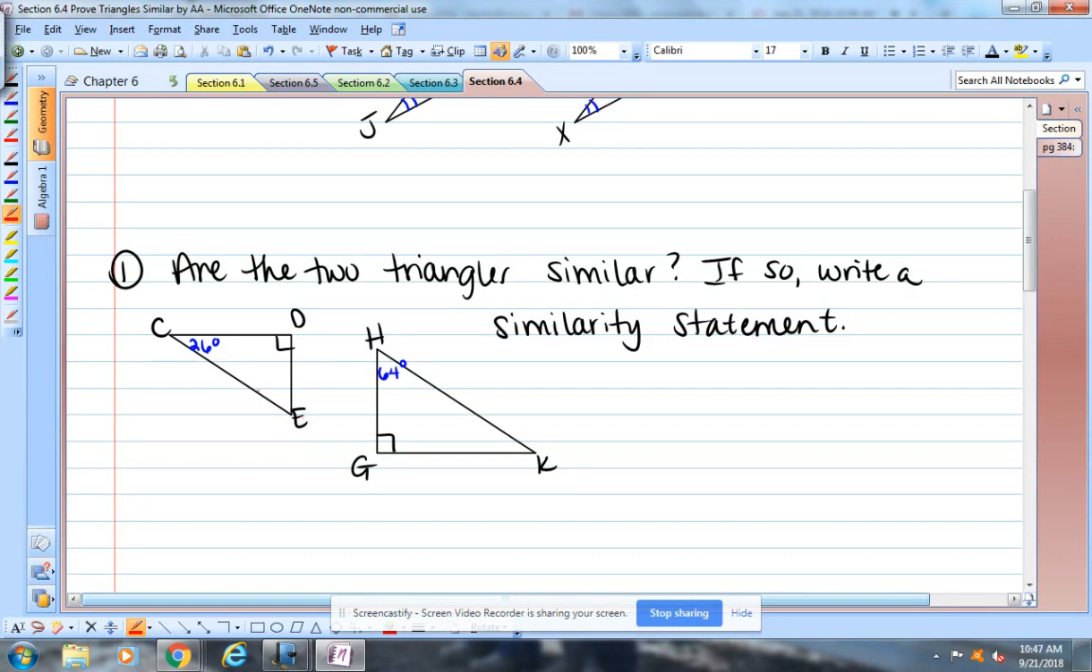You get 64. So likewise, if I add 64 plus 90 and subtract from 180, what am I going to get over here? 26 degrees. So are they similar to each other? Do I have at least two angles that are congruent? Yes. So it says to write, so I'm going to say yes, because I'm answering that question. Are they similar? Yes. But it also says if they are, you must write a similarity statement.